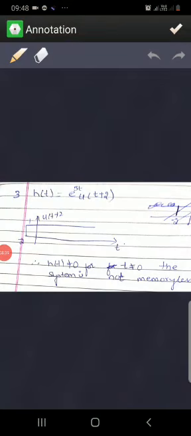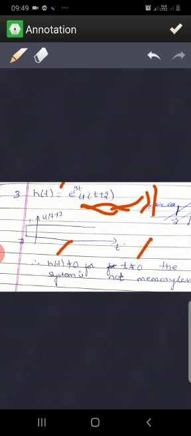Now let us take another example. h of t is equal to e raised to 5t times u of t plus 2. Just by checking this, you can say u of t plus 2 is 1 from t equal to minus 2 to infinity. Therefore for t equal to minus 1, minus 2 till infinity, the value is 1. Therefore it is a non-zero value. Therefore h of t is not equal to 0 for t not equal to 0, so the system is not memoryless.